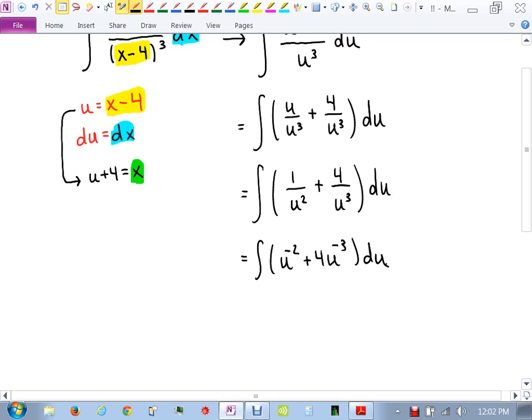So this is where you're going to do the 1 over n plus 1, u to the n plus 1, right? So we should get negative u to the negative 1. Let's see, what's this next one? Negative 8, u to the negative 2.